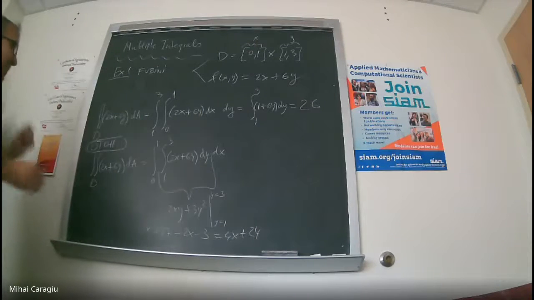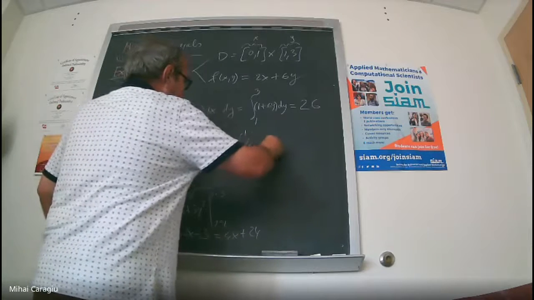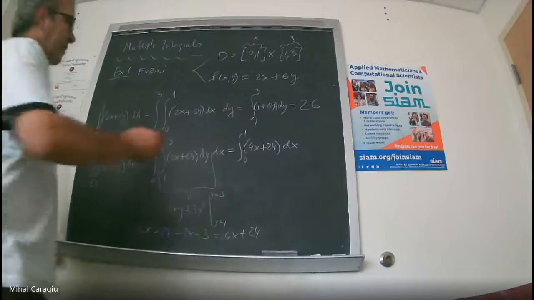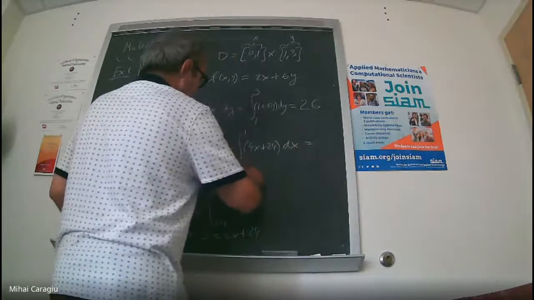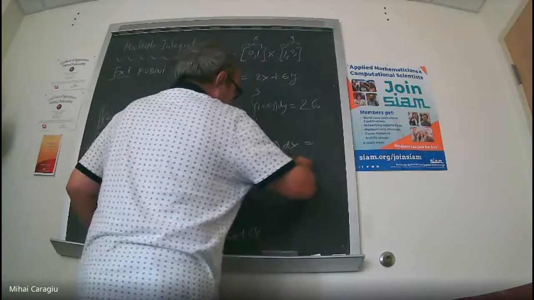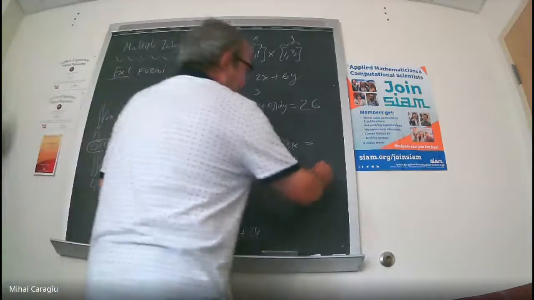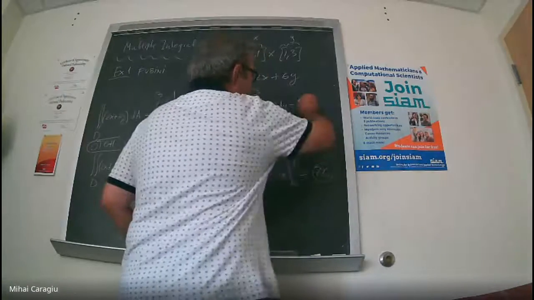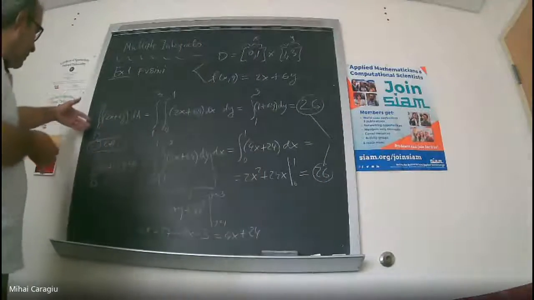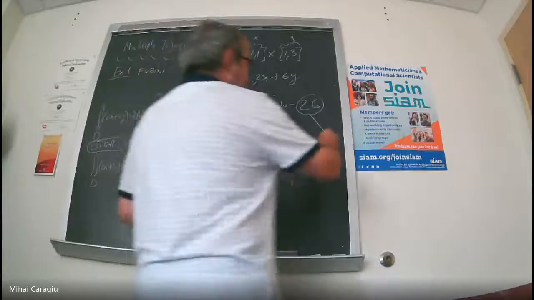So we got the integral from 0 to 1 of 4x plus 24 dx. The antiderivative is 2x squared plus 24x from 0 to 1. The value at 1 is 26, the value at 0 is 0. So we get again 26. These two numbers are equal, and their common value equals the double integral over the domain D of 2x plus 6y dA. That is the essence of the Fubini theorem. That's Fubini.